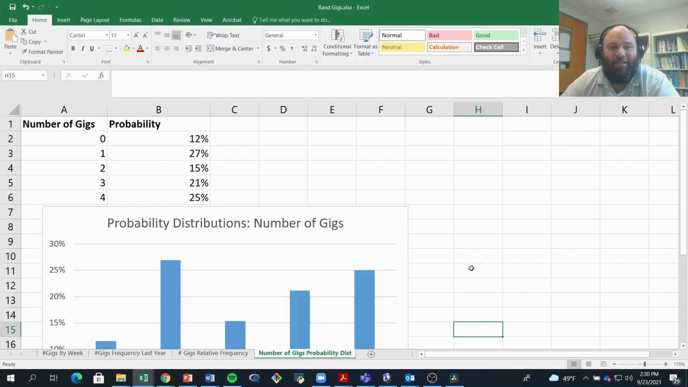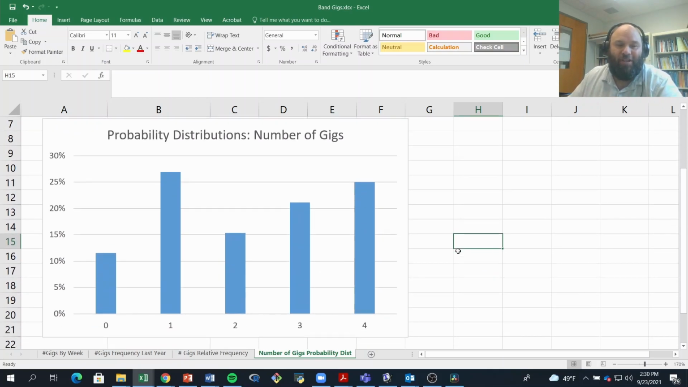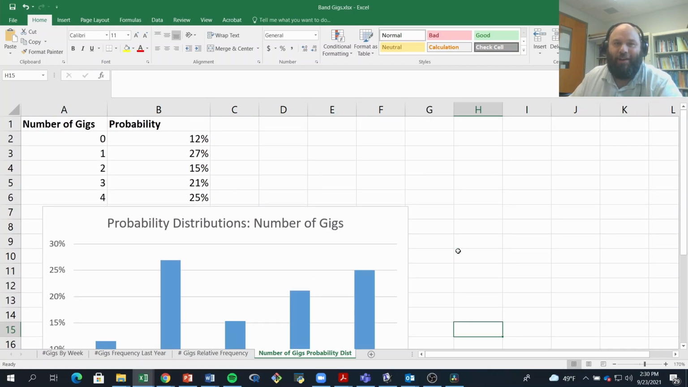So we expect the probability that we get no gigs to be 12%, 1 gig to be 27%, 2 gigs 15%, 3 gigs 21%, and 4 gigs 25%. And I made a little graph of this probability distribution for us. But here's the question. How many do we expect to get on average per weekend? That's expected value. We're given a probability distribution. We want to figure out how many on average we can expect to get.